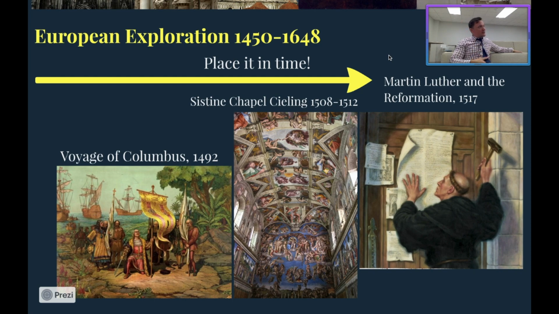I don't know why I did that with my tie, but the big thing about it, though, is we are moving on from the Renaissance. We're now getting into the period known as European exploration, right?